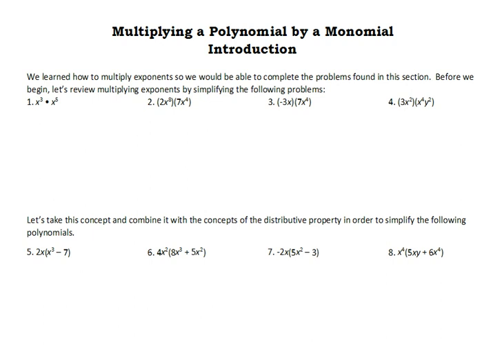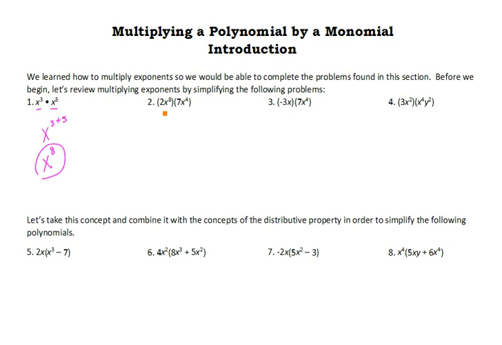Okay, last chapter we learned how to multiply exponents so we would be able to complete the problems found in this section. Before we begin, let's review multiplying exponents by simplifying the following problems. If you remember, when we were multiplying powers, we kept the base. So on number 1, we are going to keep the base of x, and then we added the exponents. So 3 plus 5. So final answer on this is x to the 8th power.